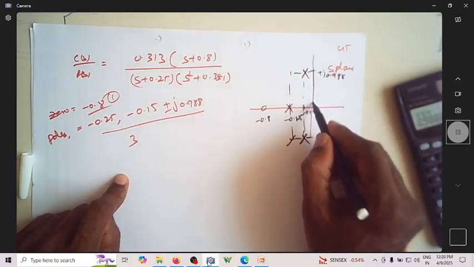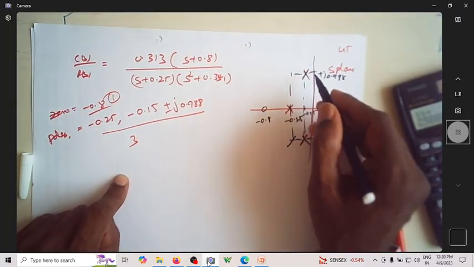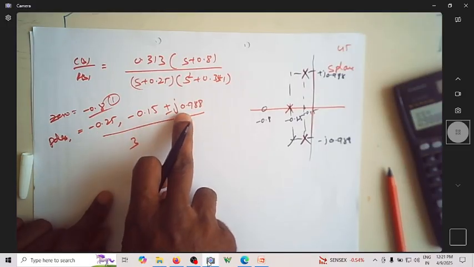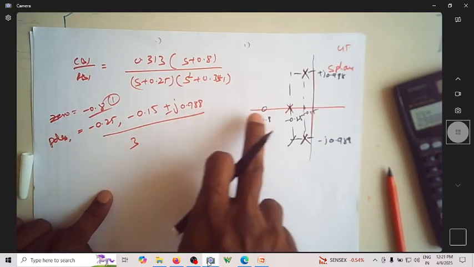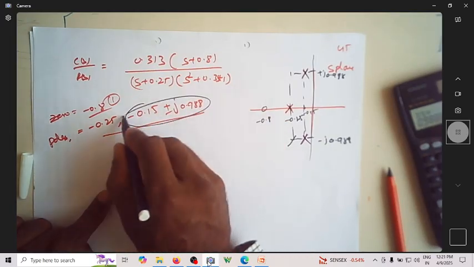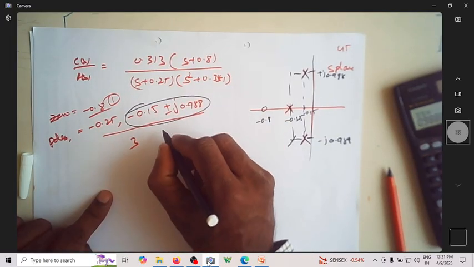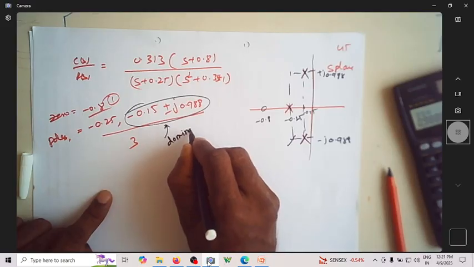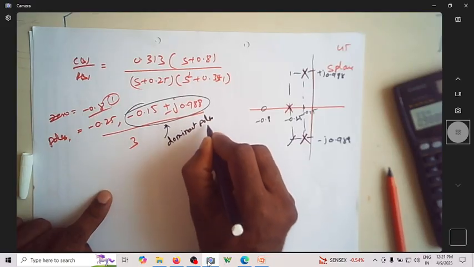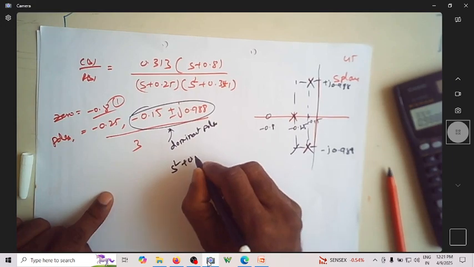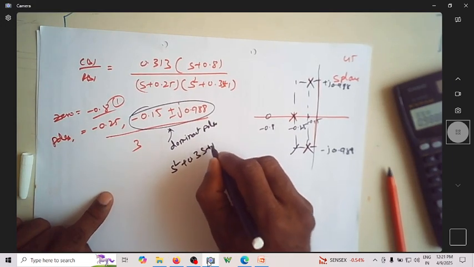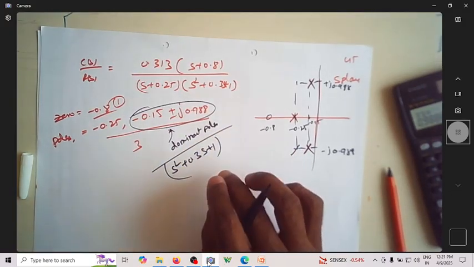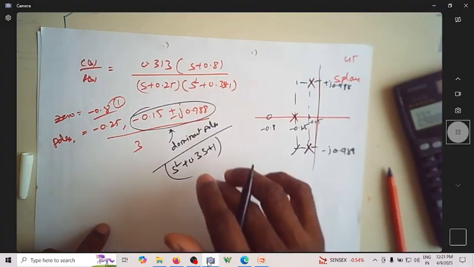So this is my imaginary axis. The poles which are closer to the imaginary axis are the dominant poles. In this case, this is the real part of the complex poles, and this is the real part of the other pole. So this is the dominant pole. So this is called the dominant poles, meaning s square plus 0.3 s plus 1 is the system transfer function which is representing the dominant poles.